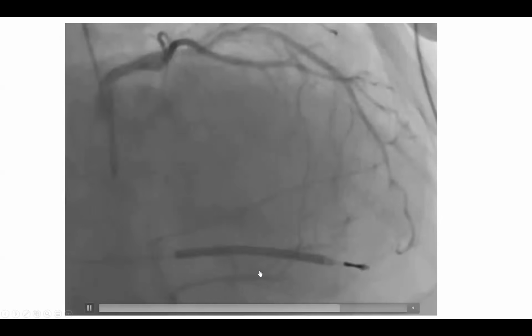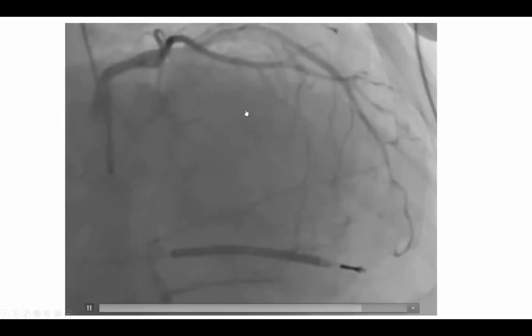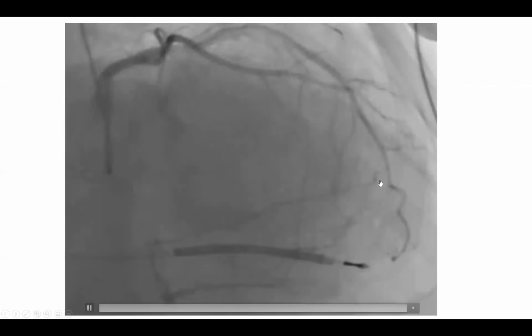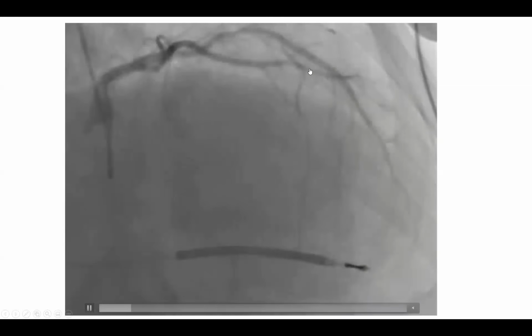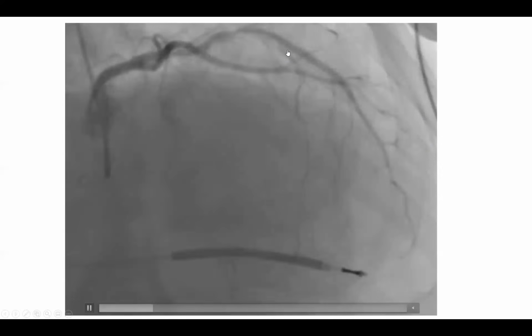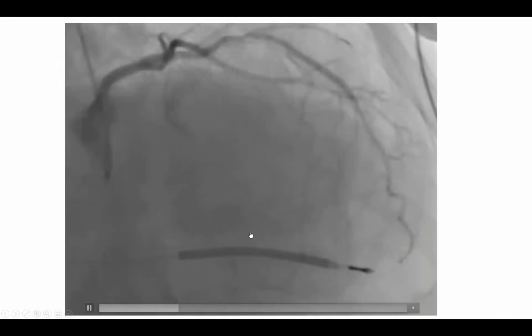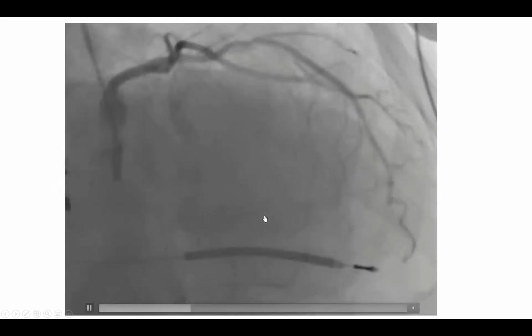If you have this anatomy and you're planning on fixing the RCA CTO, it's amenable to PCI, then do not assess the FFR of the LAD before fixing the RCA. It will be exaggerated. Fix the RCA, then assess FFR of the LAD, and fix the LAD if needed. On the other hand, if you have no plan on fixing that RCA CTO, it's way too complex to fix it, then FFR will represent whether this LAD lesion providing double territory is hemodynamically significant, and whether fixing that LAD stenosis will improve the ischemia of both the LAD and the dependent RCA territory. So I hope you understand that concept.